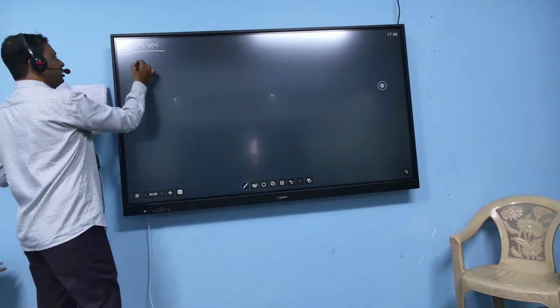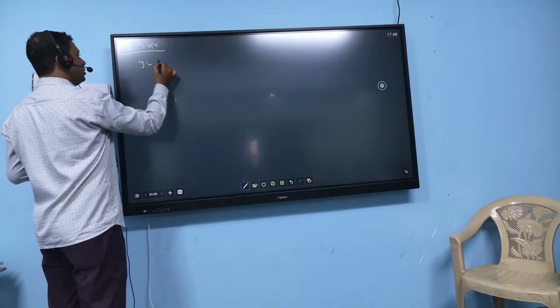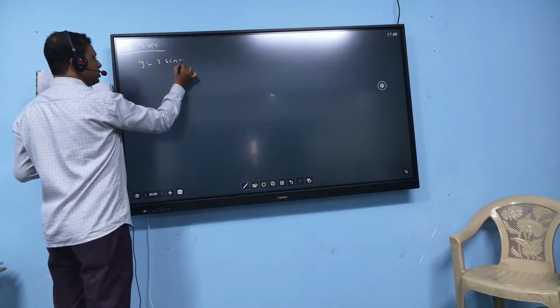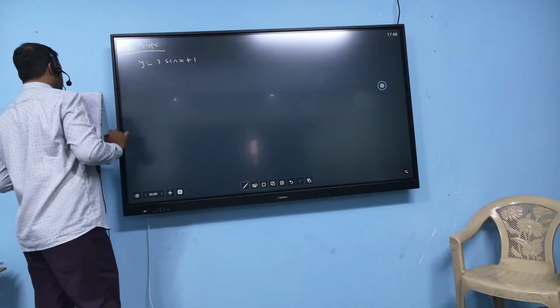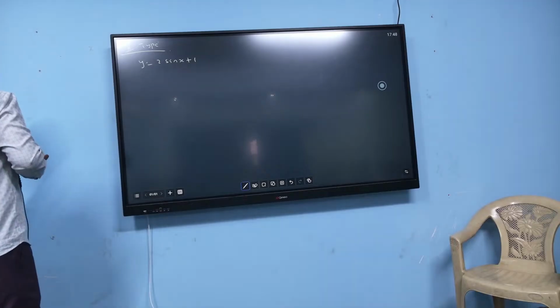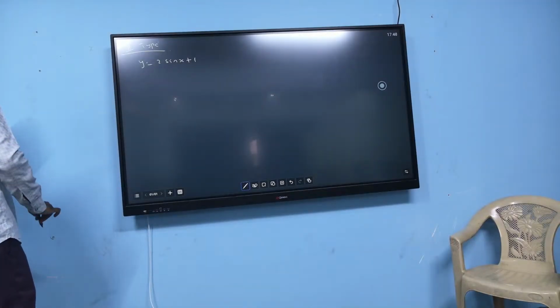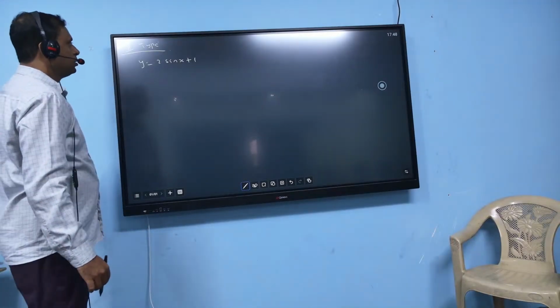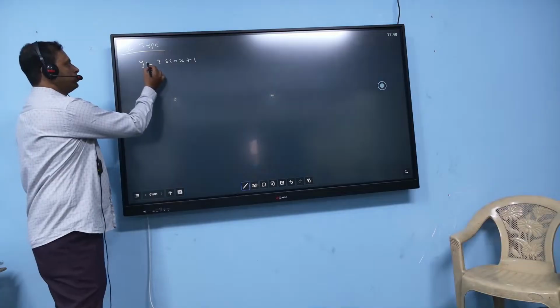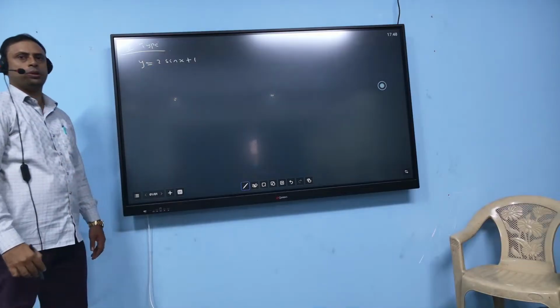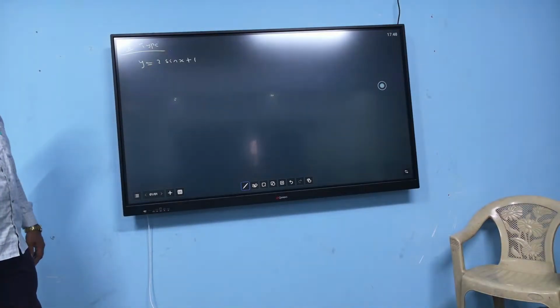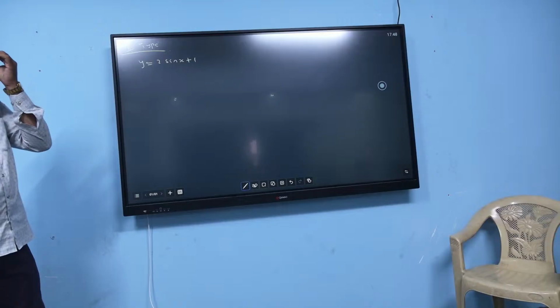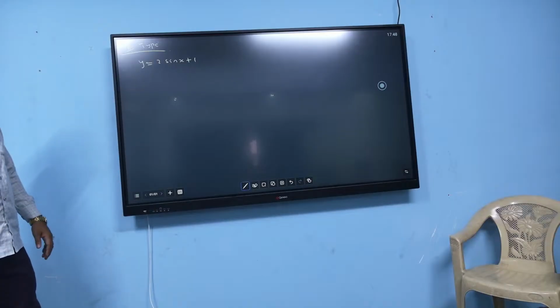Y is equal to 2 sin x plus 1. Find the range. If you are getting problems like sin x plus 2, 3 like this, or 3 sin x plus 4, anything like this, it is very simple.